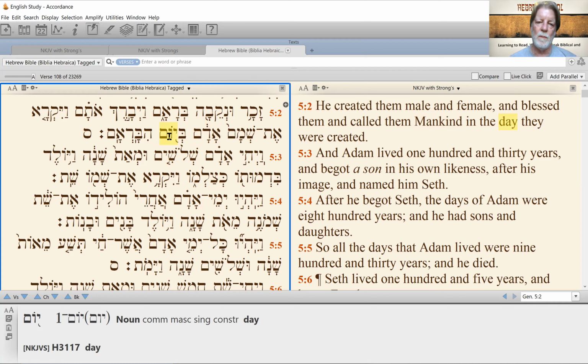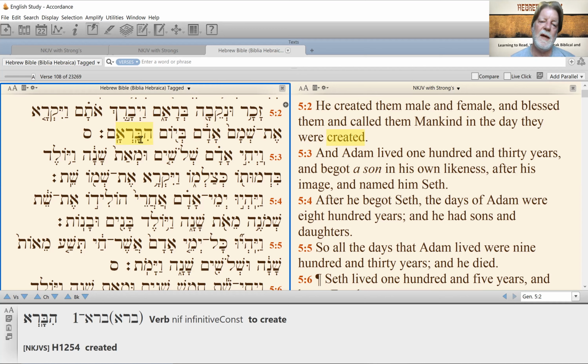But in yom, the day, hibaram. If you look down at the bottom, you can see this is an infinitive construct. The root is bara, created. So beit, resh, aleph, to create. And remember, this means to create from nothing. You will notice that the hey with hirik is one of the forms of an infinitive.